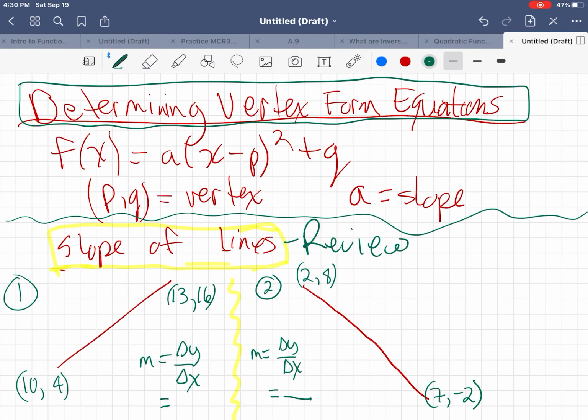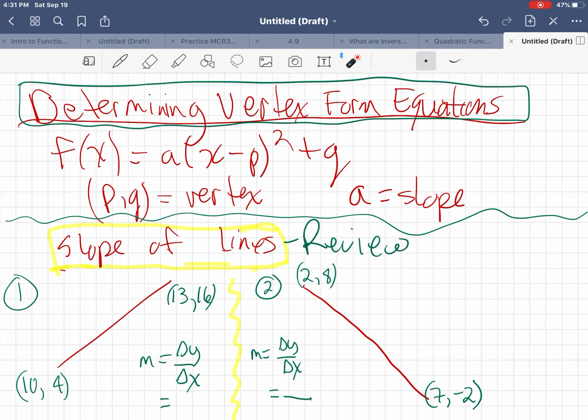I'm recording a quick screencast on how to determine vertex form equations from graphs or from given points. So first thing I just want to address is the fact that this is the equation of the vertex form. This P and this Q are the vertex, the x value and the y value of the vertex, and A is the slope, no different than the slope of a line. It's exactly the same idea.